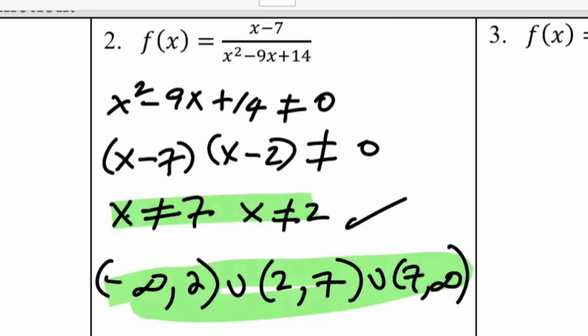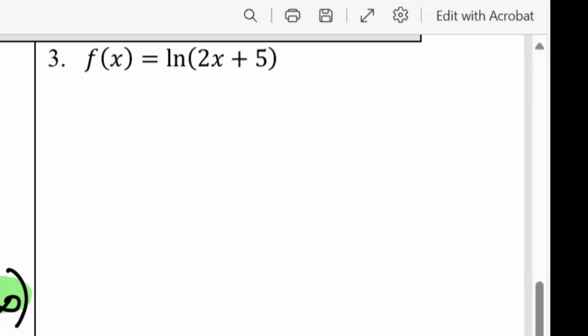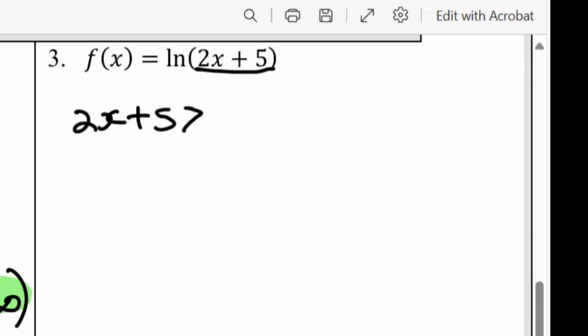All right, so let us take a look at the third one. The third one is a log problem. It says here that f of x is equal to ln of 2x plus 5. Be advised that the argument here, 2x plus 5, has to be greater than 0. When we're dealing with logs, this argument must be greater than 0 because we cannot find the log of anything less than or equal to 0.